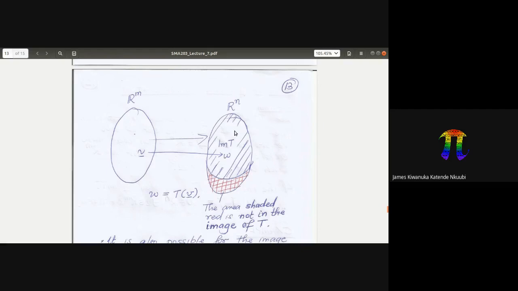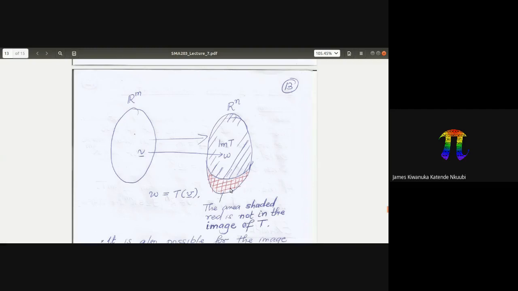If you're looking for the image, it will consist of these vectors W for which you can find a corresponding vector V in Rm. Any vector for which you cannot find a corresponding vector in Rm will not be in the image. So it's possible that the image will not be the whole of Rn. It can be only a part of it. It can also be the whole of Rn, that's fine, but the situations where the image is not the whole of the codomain. This is what you would call the range in SMA 101.